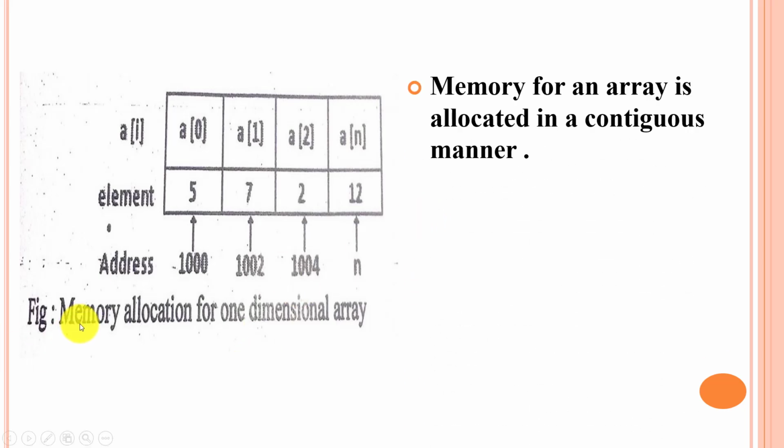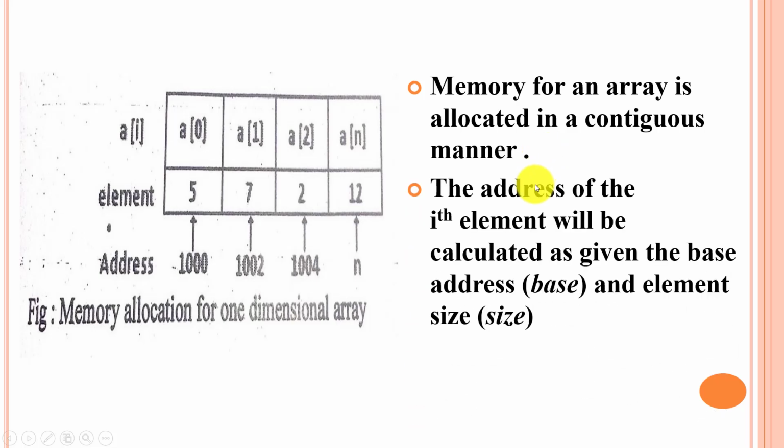Now let's understand how memory is allocated for a one-dimensional array, what addressing is, and what is meant by indexing. Here you can see A of 0. These are called the indices. These are the elements which we are going to store at those particular positions or indices, that is 5, 7, 2, 12. Memory of an array is allocated in a continuous manner, and the address of the ith element, where i is nothing but the index, like 0, 1, 2. The second position is at the address 1004.